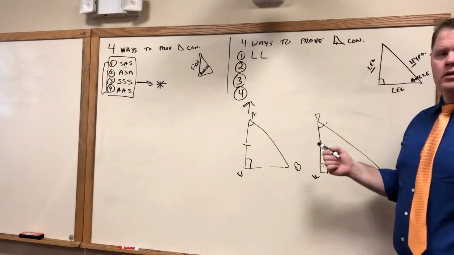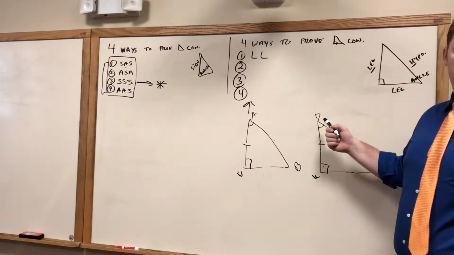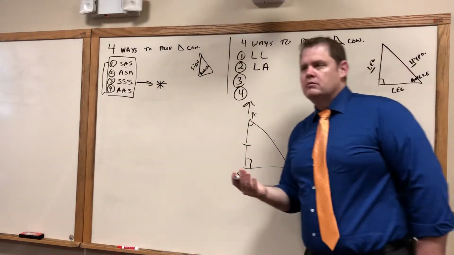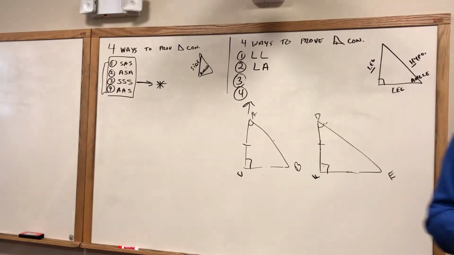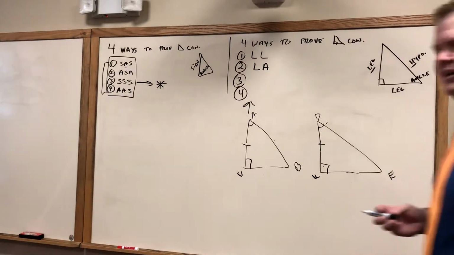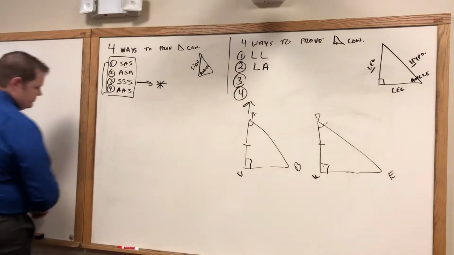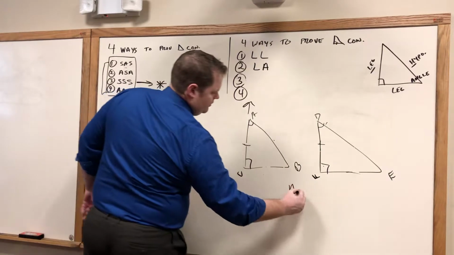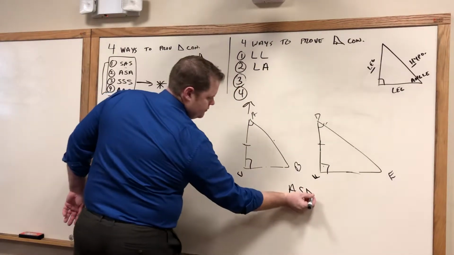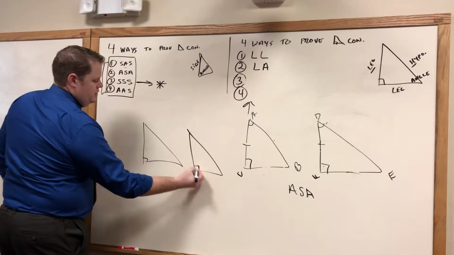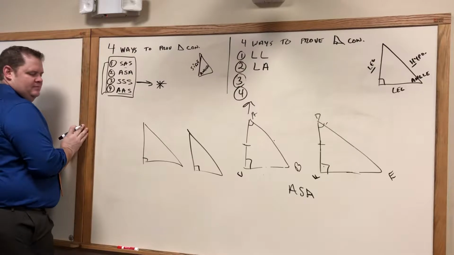So let me ask you a question. What did I mark? A leg and an angle. LA, right? A leg and an angle. Any questions? Am I following me? Okay. All right, let's look at the next one. I'll draw another drawing for us so we don't have to mess it up. This is angle, side, angle.